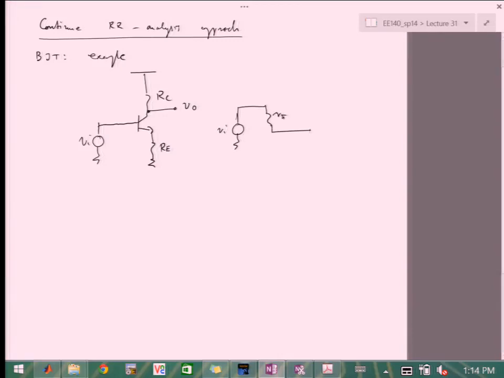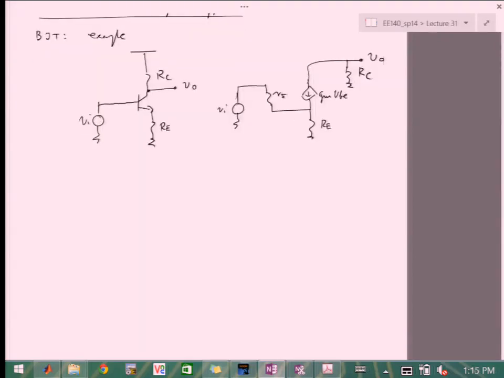We have R pi, our emitter. I'm going to have RC here, and the VO will be here.